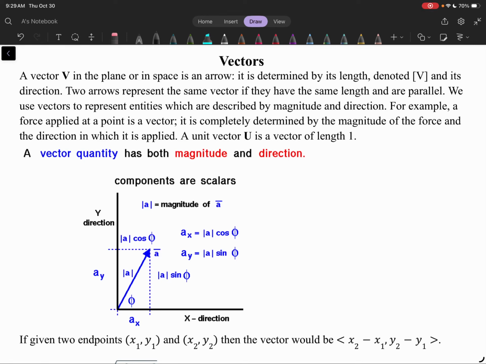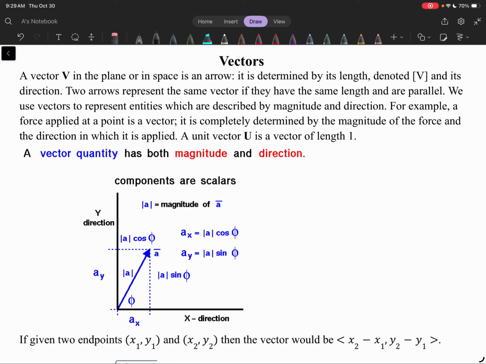Good day. Today we're looking at vectors. A vector v in the plane or in the space is represented by an arrow, and it is determined by its length and its direction. Two arrows will represent the same vector if and only if they have the same length and they are parallel.